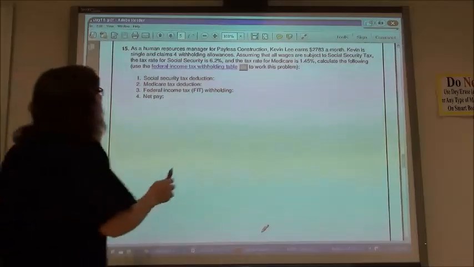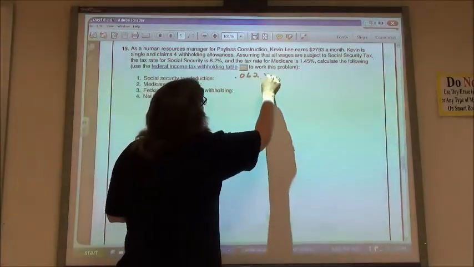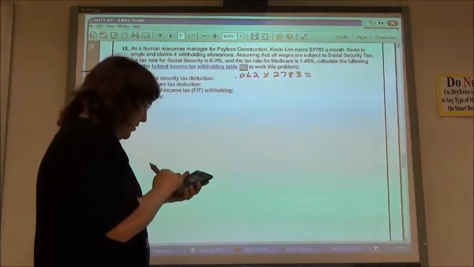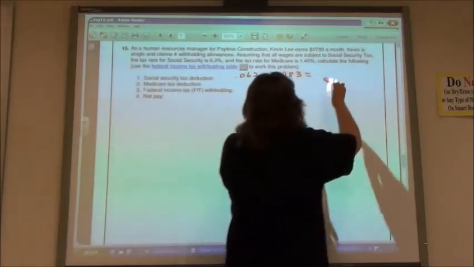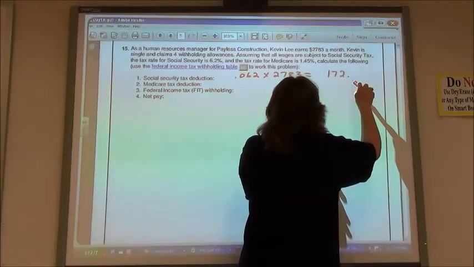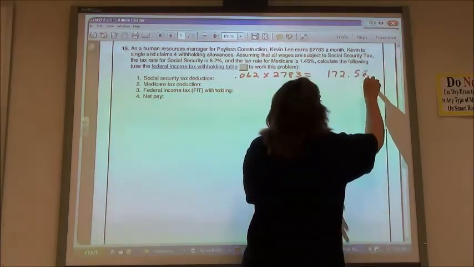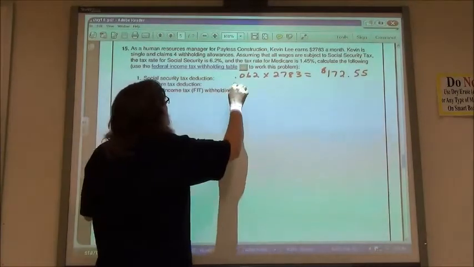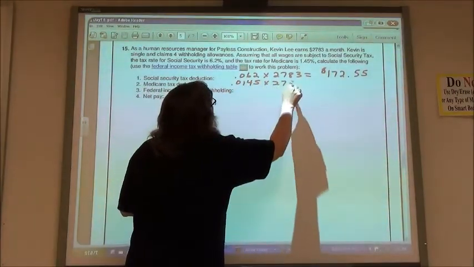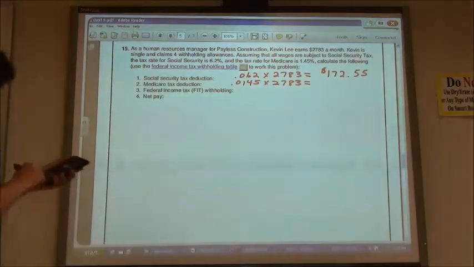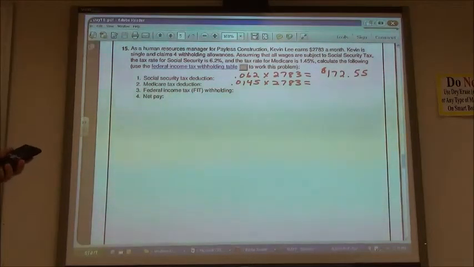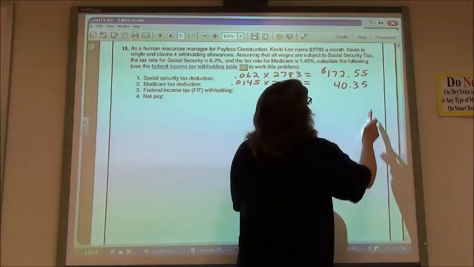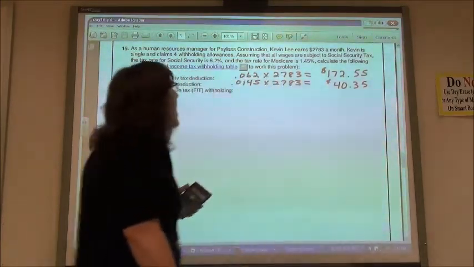And so Social Security tax 6.2%, 0.062 times my earnings, $2,783. 0.062 times $2,783 is $172, and rounding that off we have 55 since we have to round that off. Medicare deduction 1.45%, so 0.0145 times our 2,783 is $40.35. Again, we have to round that one. Since there's a 3 after that, we leave it as 35.